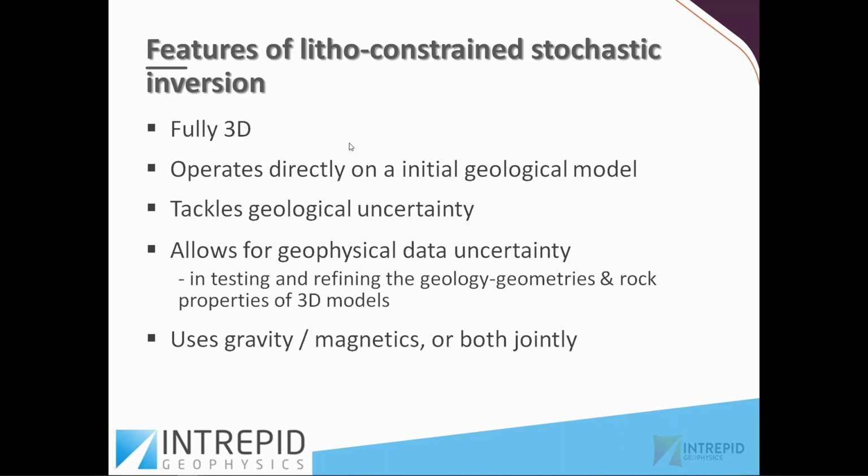What we get out of the litho-constrained statistical inversion is that this inversion is completely three-dimensional, and operates directly on an initial geological model that we have created, which allows us to make any structure based on our interest. It also tackles the geological uncertainties. That is the most important aspect of any geophysical study.